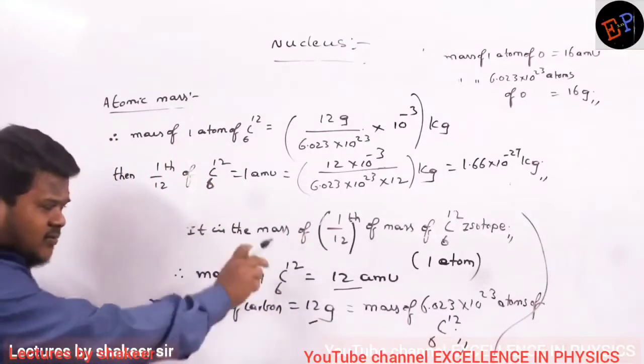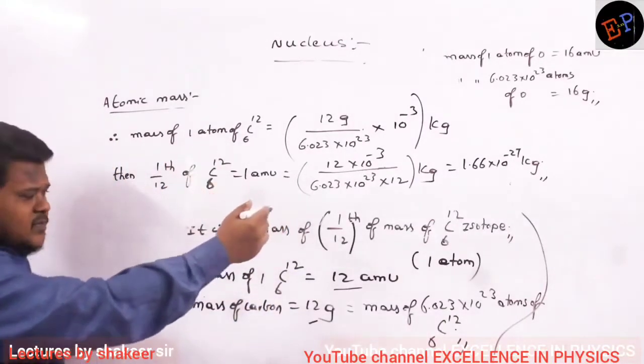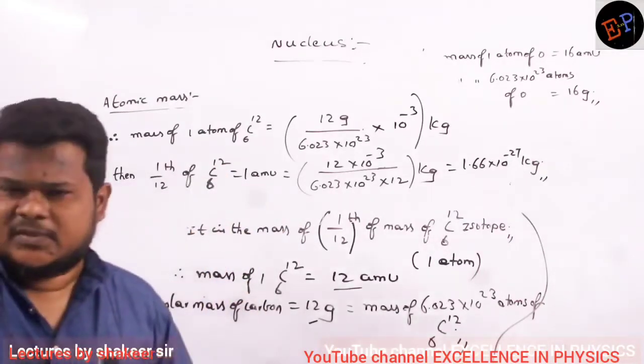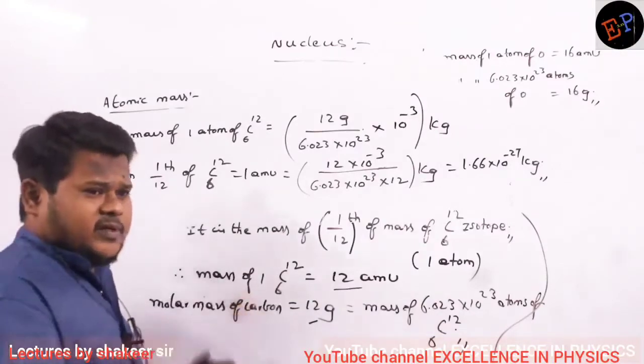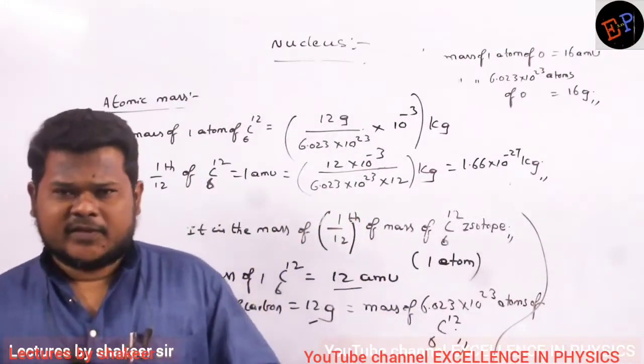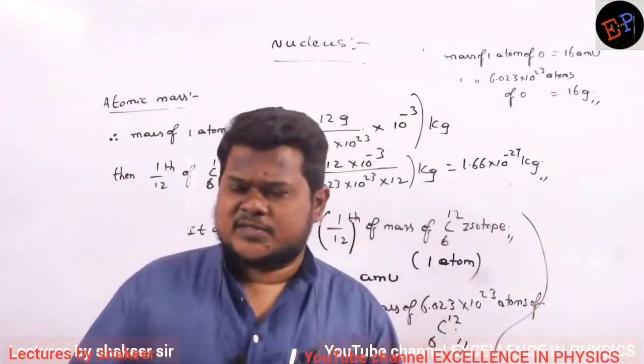So have you understood the calculations? How we got to this result? Once you go through these steps carefully, then very easily you can understand. These calculations are very, very important. Totally you understand the basics of AMU here. Otherwise you cannot do many problems of physics as well as chemistry.